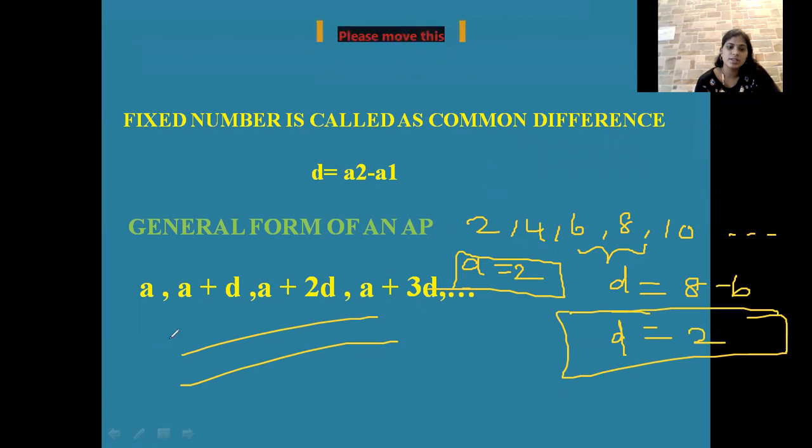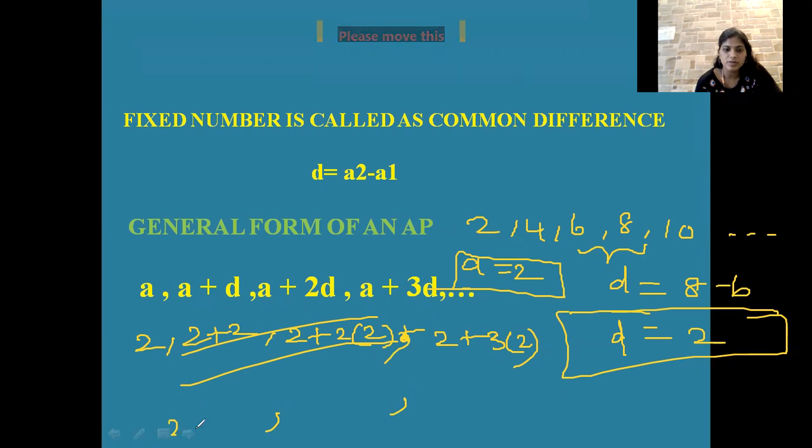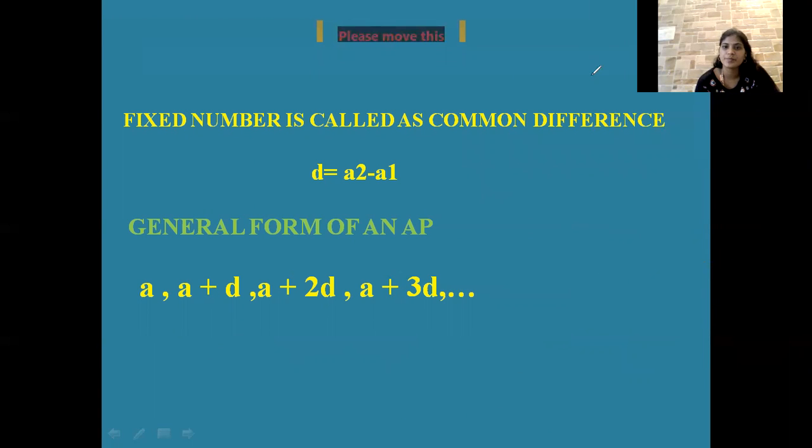Let me check whether this follows the general form or not. a is going to be 2 and a plus d is going to be 2 plus 2. a plus 2d is 2 plus 2 times 2, and a plus 3d is 2 plus 3 times 2. So it's going to be 2, 4, 6, 8, right? So I can say this expression follows the arithmetic progression. These are the basics of it.